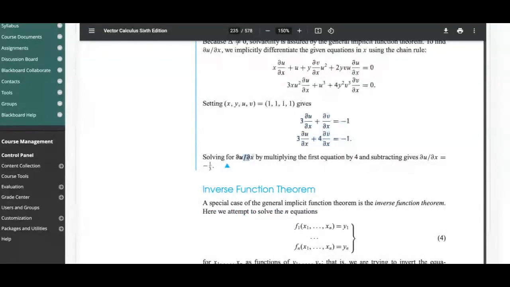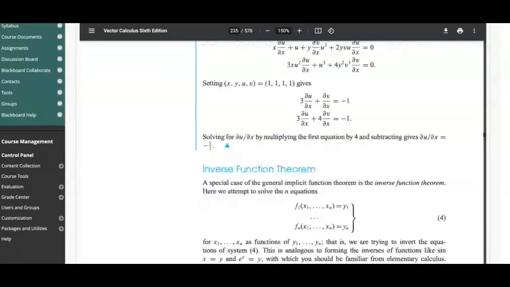So solving for partial u, partial x, well, you can use a different method, right? So partial u, partial x, partial v, partial x, you can solve for each one. So this one is saying multiplying the first equation by 4. Then we have 4 partial v, partial x. Then minus this one. So this equation becomes 12, this becomes negative 4. So subtracting these 2 equations, we solve and get partial u, partial x equals negative 1/3. Okay, that's the example for the theorem.